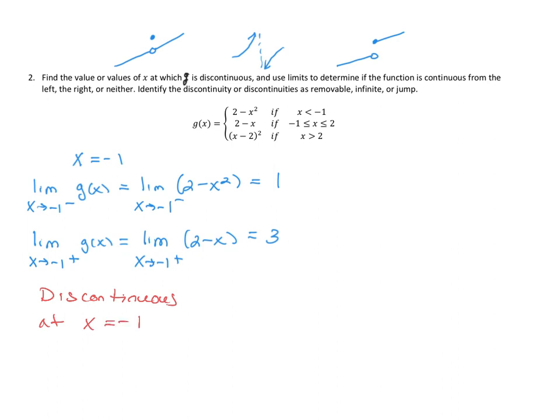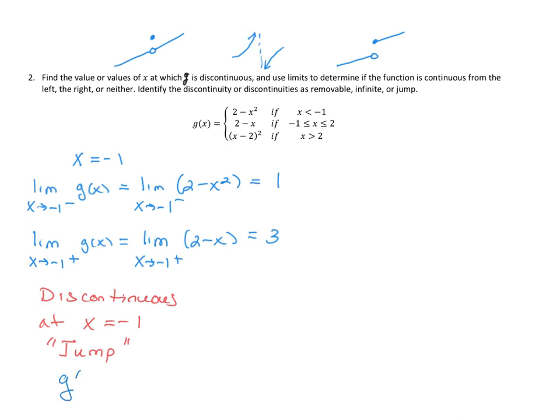And in fact, it is a jump discontinuity. The reason is, on one side we're approaching 1, and then it jumps up to approach 3 on the other side. Now, expanding on this further, even though it's not continuous at negative 1, it might be continuous from the left or the right, or actually maybe neither side. So let's figure that out too.